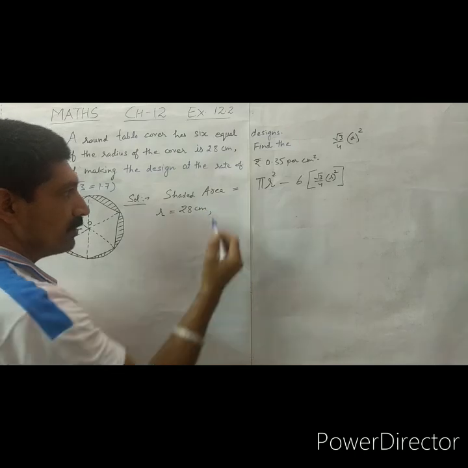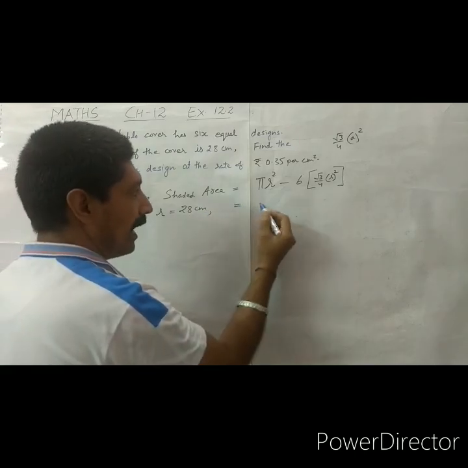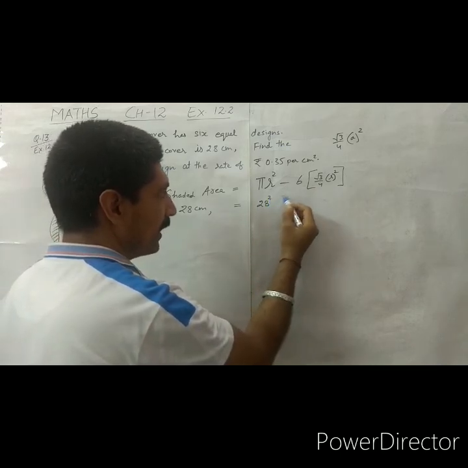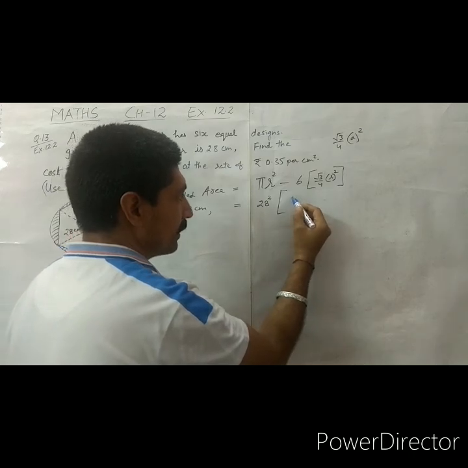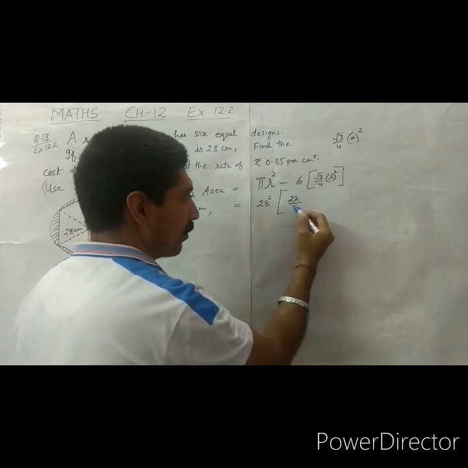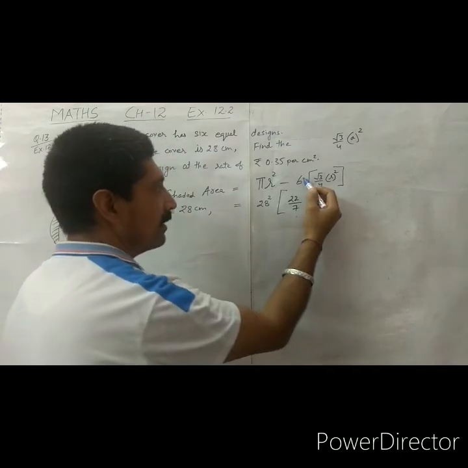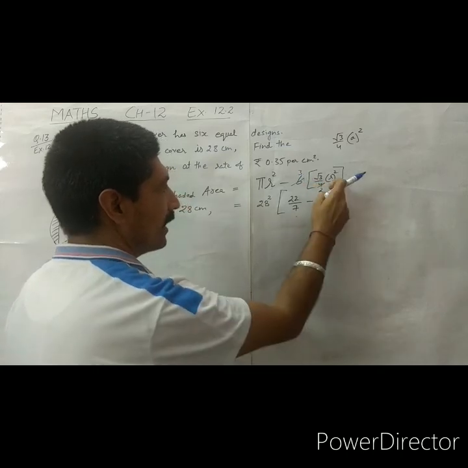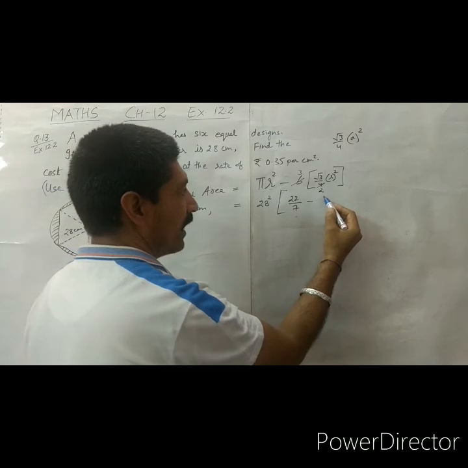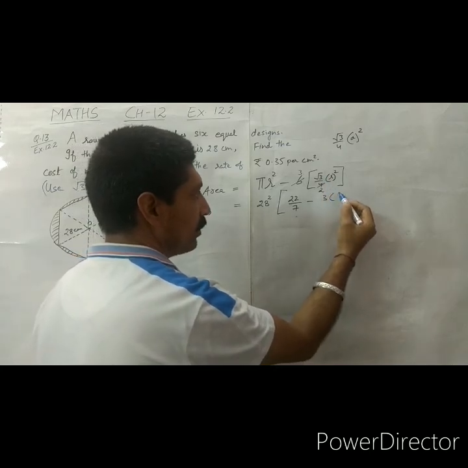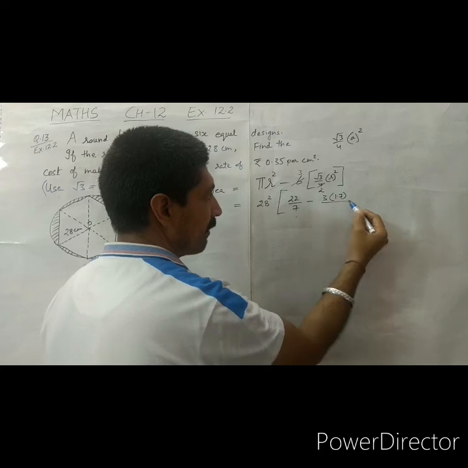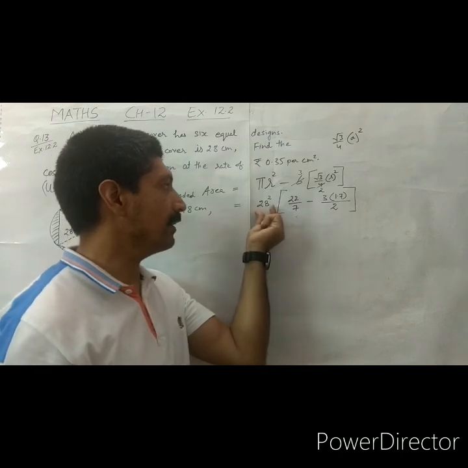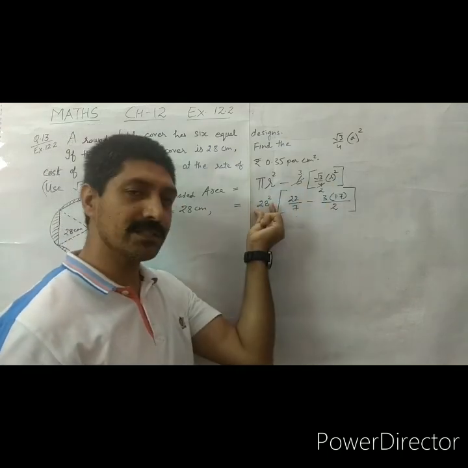So our calculation: the area is equal to r square, that is 28 square, taking common. Here I have pi as 22 upon 7 minus, we can cut here, this is 2 and 3. R is already common here, so we have 3 root 3, whose value we can take as 1.7, divided by 2. So I hope you are clear that I am taking r square common, r is 28.